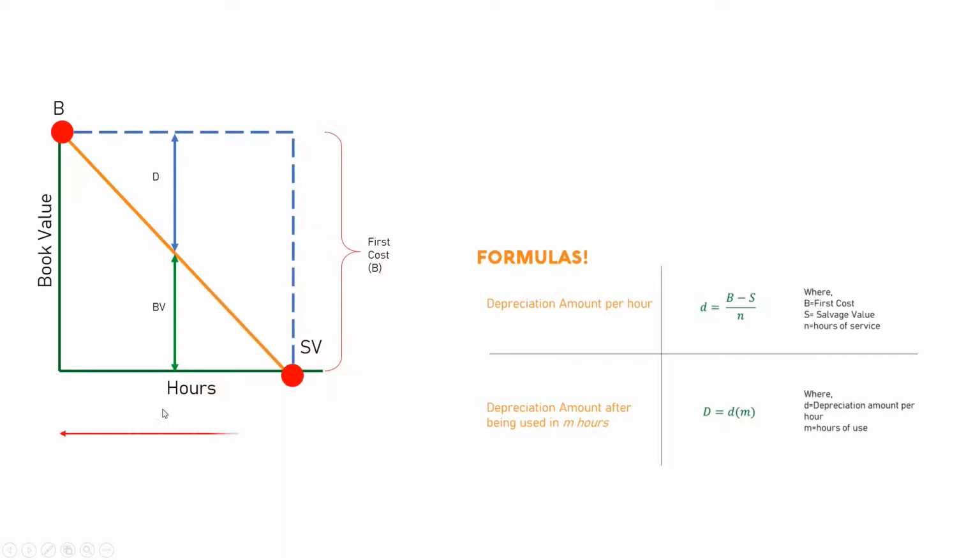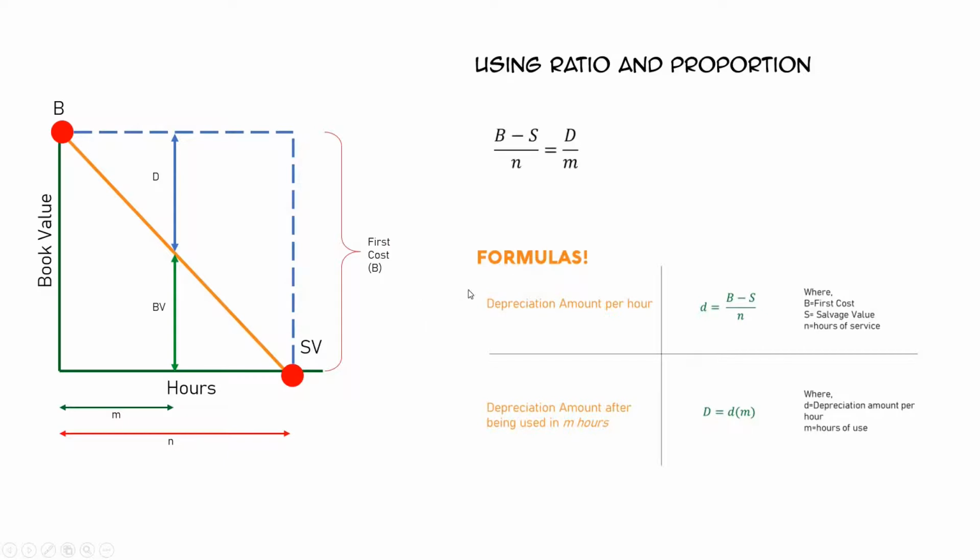Now, this is the N hours, and this is the M hours. Life of service, and then life of use. So N is the total time that you can use the asset, and M is the time that you have actually used it. Okay? Now, using ratio and proportion, we can get this formula.